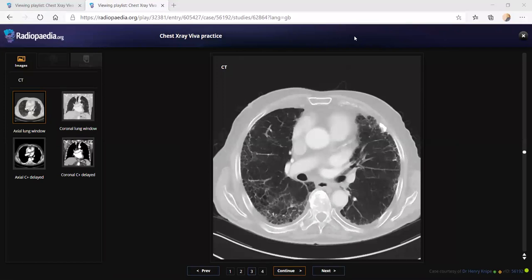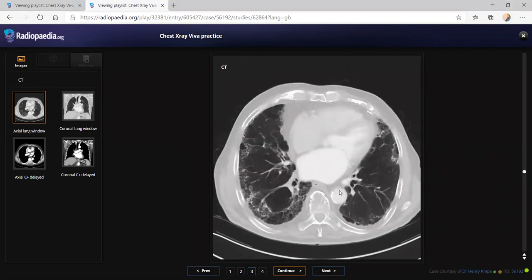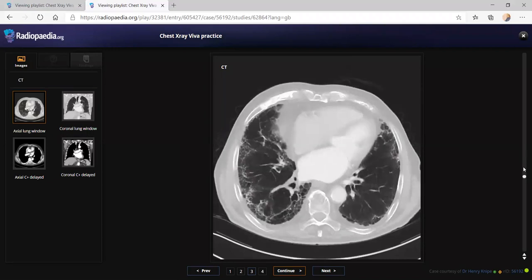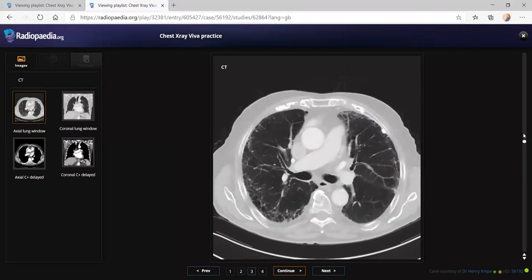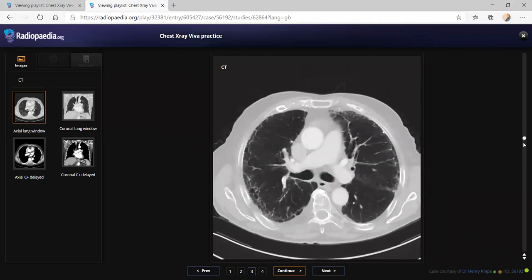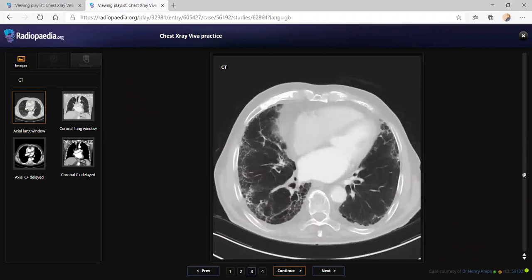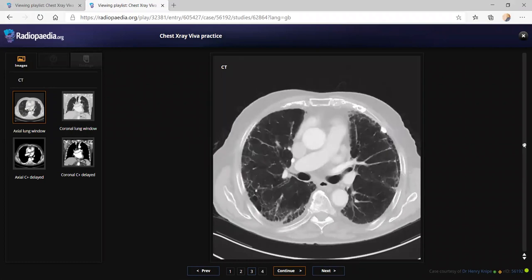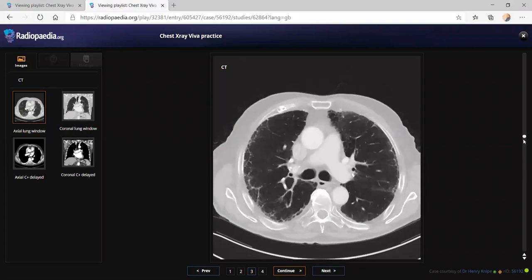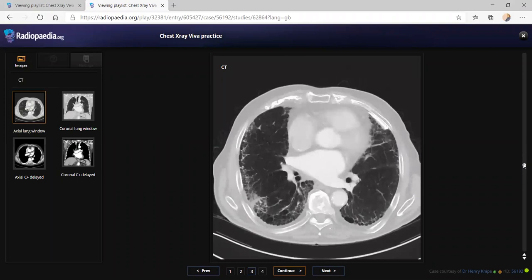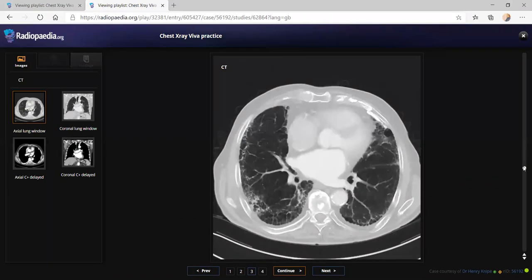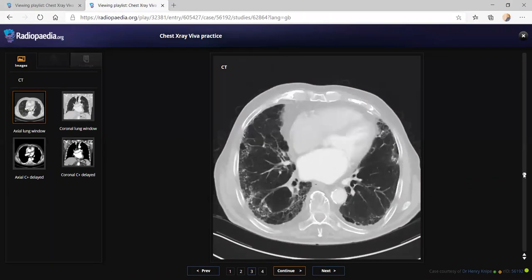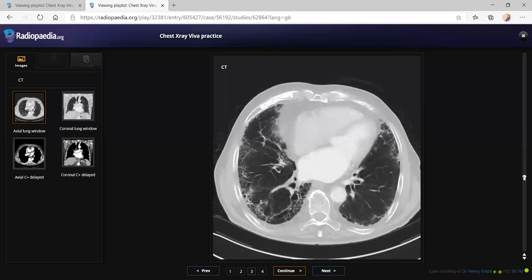This shows bilateral subpleural reticular changes with honeycombing pattern, which is characteristic of UIP type of interstitial lung disease. And there are some calcified pleural plaques as well, which I can see at the margin. So these features are in favor of interstitial lung disease with UIP pattern, probably induced by occupational exposure.